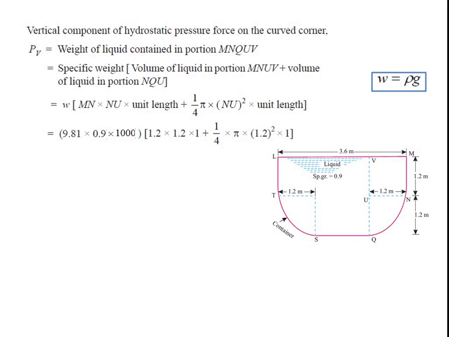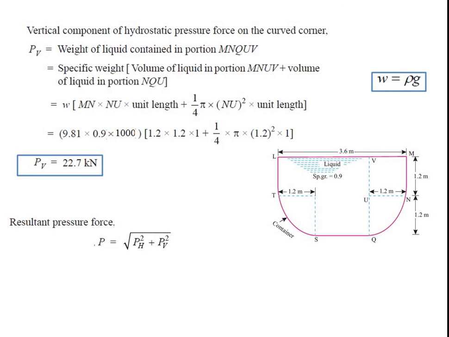So it is 9.81 into 0.9 into 1000. How does 0.9 come? Because the specific gravity given here is 0.9. So the density is 900, so instead of putting 0.9 into 1000, you can put 900. So it is 9.81 into 900 into MN into NU, that is 1.2 into 1.2 into unit length 1, plus 1 by 4 pi into R square, which is 1.2 square into 1. So PV can be given as 22.7 kilonewton.